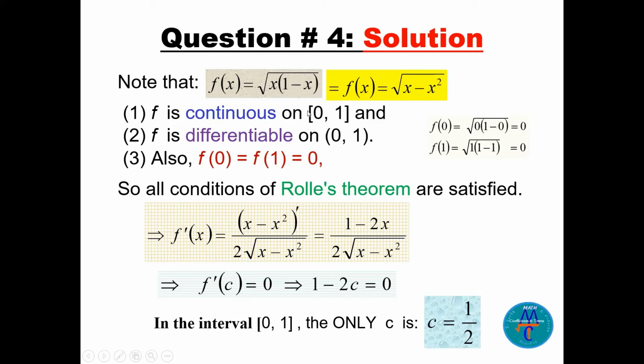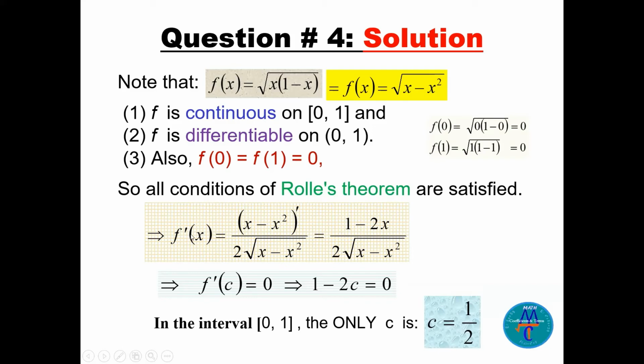So f is continuous on the 0 to 1 closed interval. F is differentiable on the open interval 0 to 1. Also, we check the image. F of 0 is equal to 0. F of 1 is equal to 0 if we replace 0 and 1 in the function. So all the conditions of Rolle's theorem are satisfied.